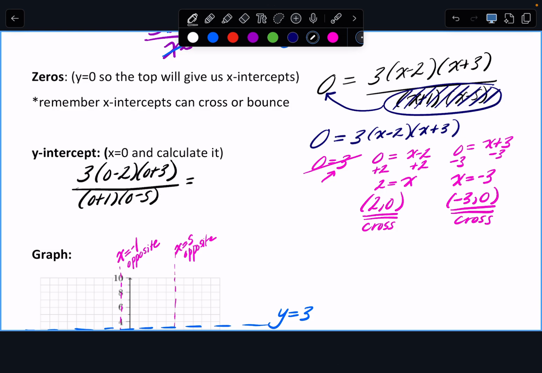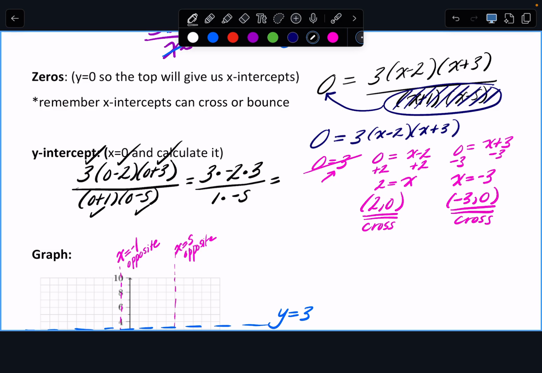to be smart enough to calculate something like this, which we all are. We just got to not overthink it. Wouldn't that just be 3 times negative 2 times 3 on top, everyone? Look, 3 times negative 2 times 3, right, everyone? 0 plus 3 is 3. 0 minus 2 is negative 2. You with me? Then on bottom, we would have a 1 times negative 5.